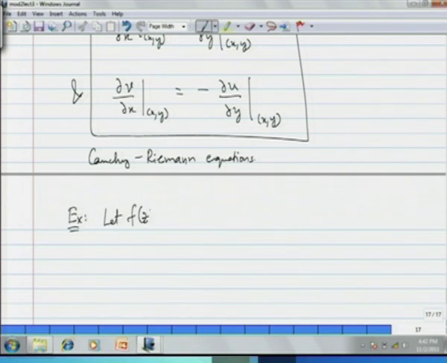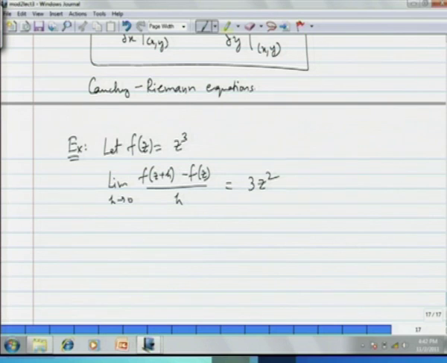Let f of z equal z cubed, which is a polynomial function. Then the limit as h goes to 0 of (f(z + h) minus f(z)) by h, one can calculate, comes out to be 3 z squared. And when we try to write f as its real and imaginary parts, what we get is x cubed minus 3 x y squared plus i times (3 x squared y minus y cubed), where z is x plus i y.